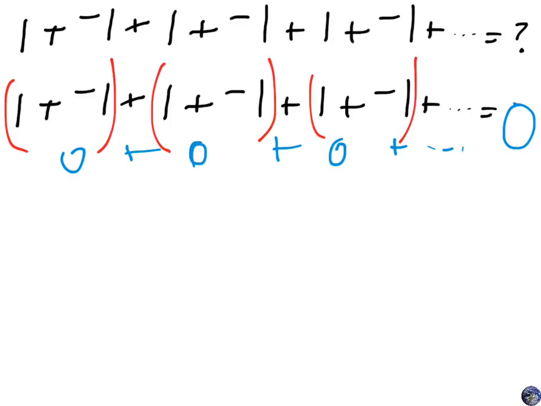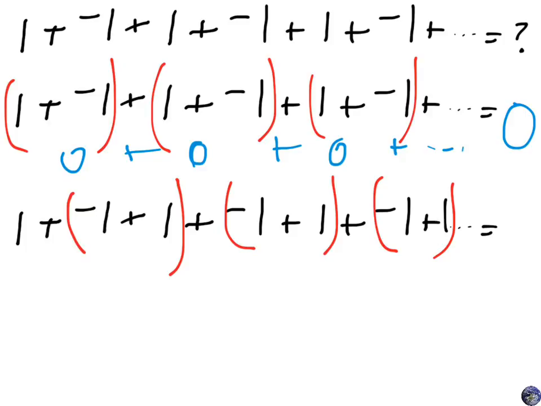However, watch what happens if we decide to do the parentheses differently. What if I group the parentheses in the series like this? Well, now what's going to happen? Well, each of these, again, is going to add up to 0. But don't forget we had this 1 in front. So now it's 1 plus 0 plus 0 plus 0, which is 1. So does this infinite series add up to be 0, or does it add up to be 1?